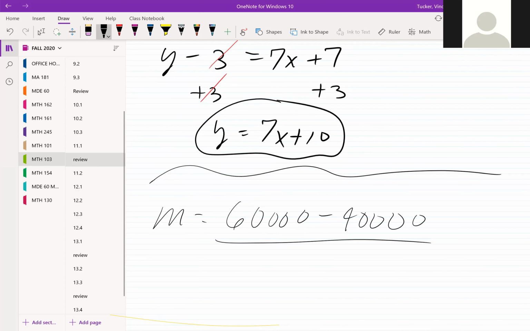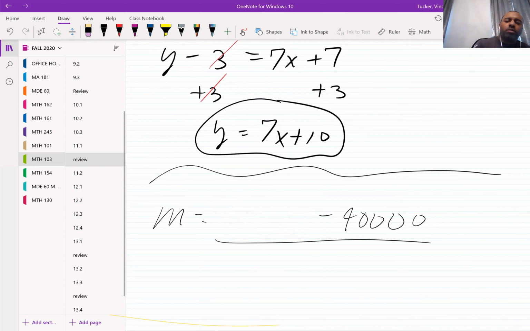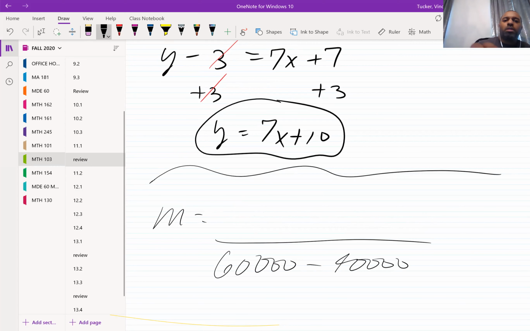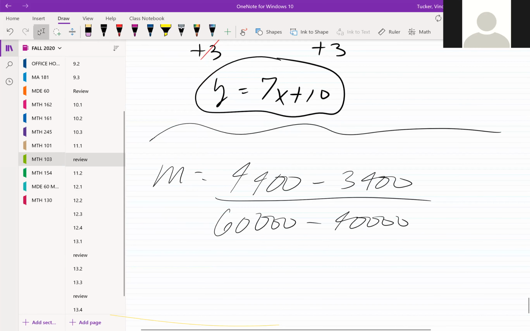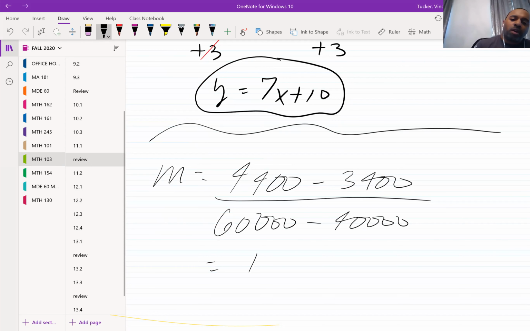That's on the bottom, and at the top is 4,400 minus 3,400. Then I divided by that and got 1,000 divided by 20,000. Right, that is right.